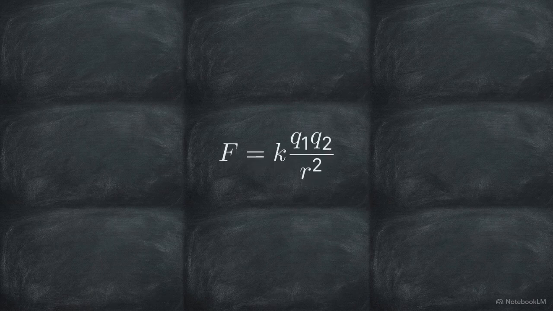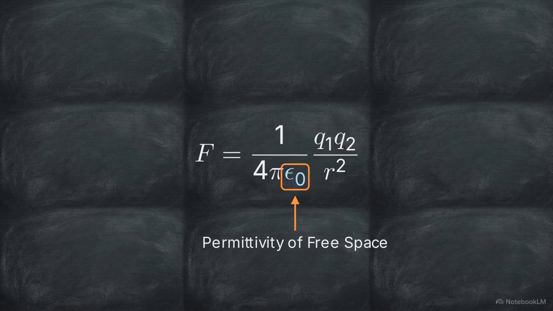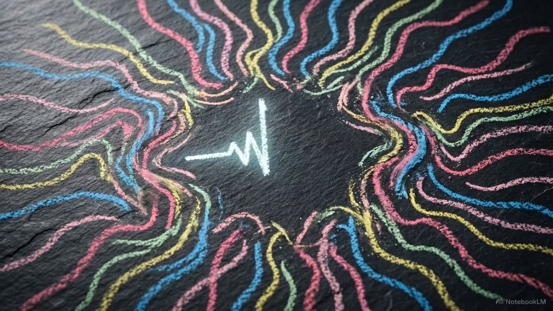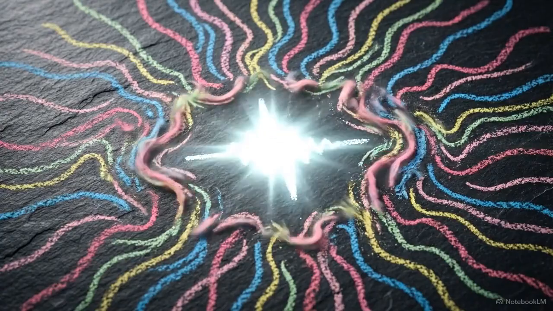To calculate this force, Coulomb's law uses a specific constant, designated as K. This is a composite value, calculated as 1 over 4 pi multiplied by epsilon naught. Epsilon naught is the permittivity of free space. It is a literal measure of how much the vacuum of the universe resists the propagation of the electric force.